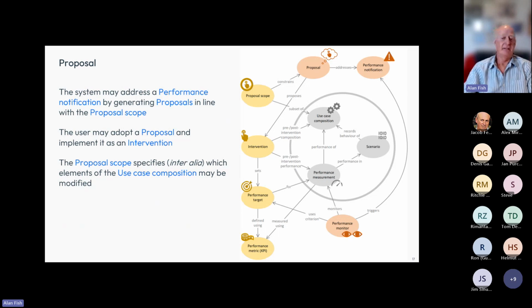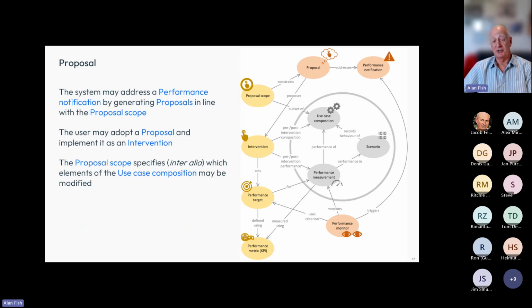So that's the entirety of the business intervention model that I'm showing you today. To summarize again, we have use case composition, whose behavior is being recorded in a scenario, and we have a performance measurement made of the performance of that use case composition based on a performance metric.